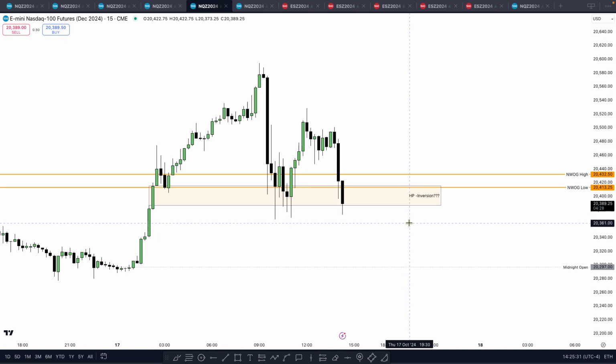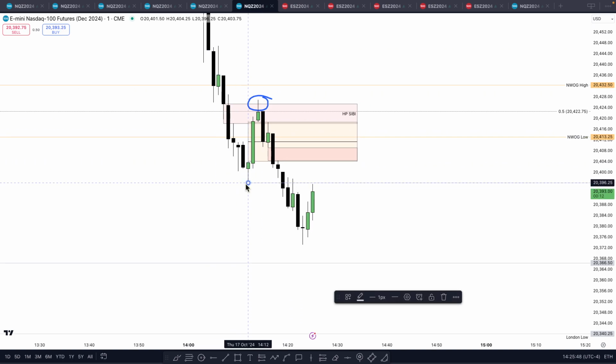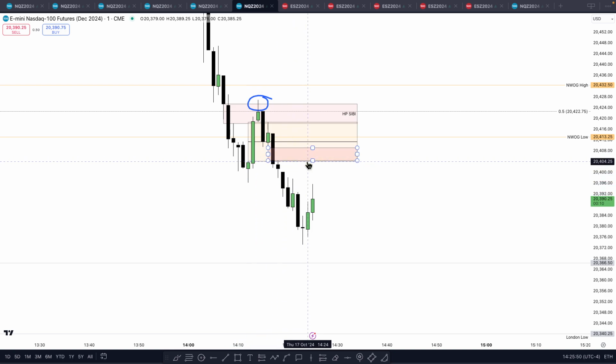Just going to come back to this in about 4.5 minutes. Seeing a bit of a bounce here. Nothing's really changed with where I would trail a stop and what I'm looking at here.